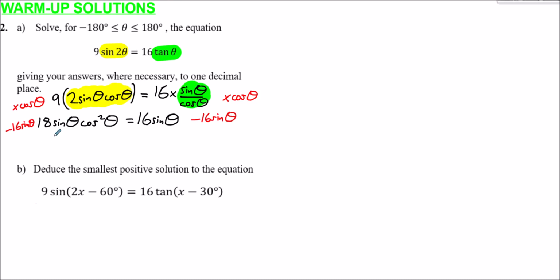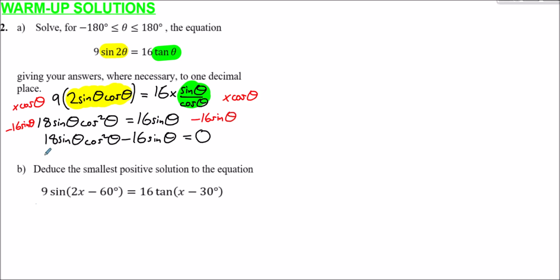That then gives me 18 sine theta cos squared theta minus 16 sine theta equals 0. We can now factorise, and also we could divide through by 2, because 18 and 16 are both even numbers. So we can factorise out sine theta, and because that's going to go to 9 and that's going to go to 8, I can then include this in the working.